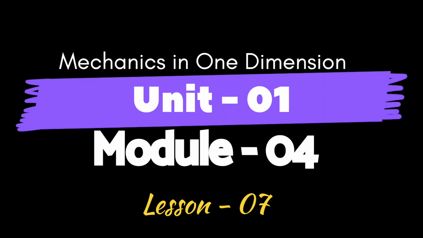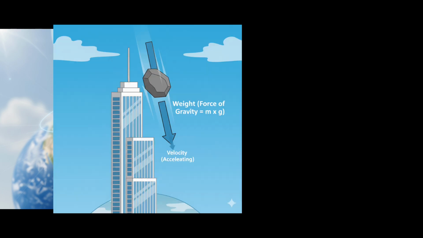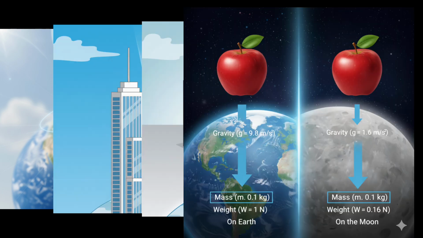Here we have discussed already different lessons on mechanics in one dimension. Today we are going to talk about another important topic, that is weight. How weight acts on an object, what are the factors due to which the magnitude of weight differs, and we are going to talk about gravitational force as well.